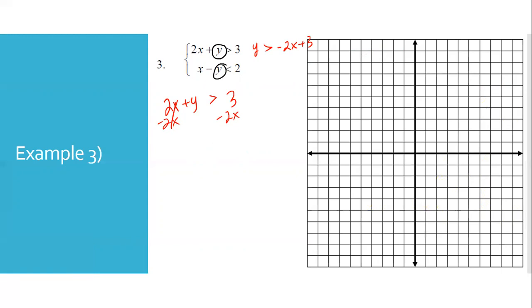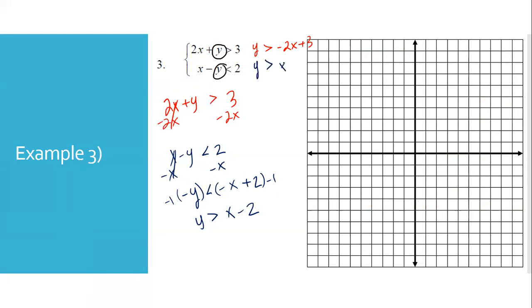And then my second one, I have x minus y is less than 2. I'm going to subtract x. And I'm left with -y is less than -x plus 2. I'm going to multiply by -1. And what happens when I multiply? It switches all the signs and it flips the sign. So it becomes a positive x and a -2. So now I'm working with y is greater than x minus 2.